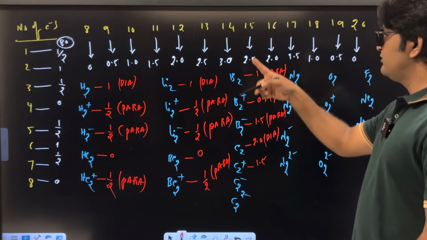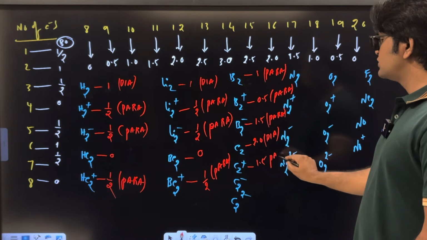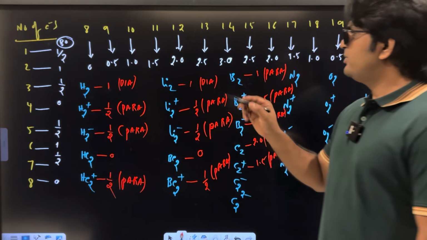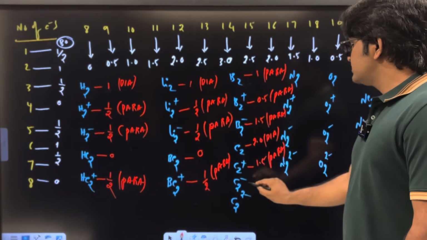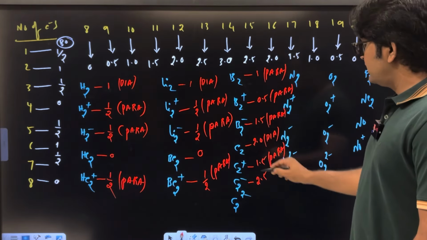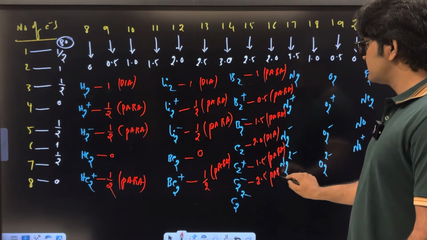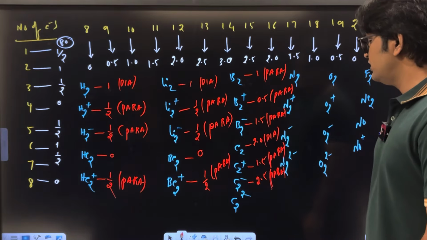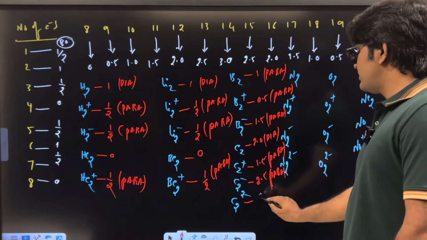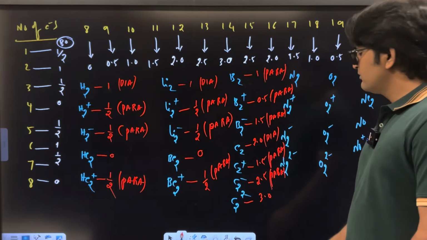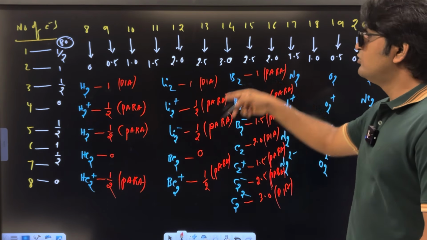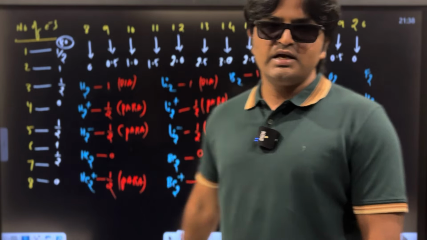And what is the magnetic behavior? Odd number of electrons, that should be what? Paramagnetic species, right? C2 minus: 12 plus 1 electron, 13 electrons. What is the bond order value? 2.5. 2.5 is the bond order. 13 electrons means paramagnetic species. Okay. C2 2 minus. How many electrons? 14 electrons. What is the bond order value? 3.0. What is the magnetic behavior? Diamagnetic species. Why? Because 14 electrons is an even electron species, diamagnetic.